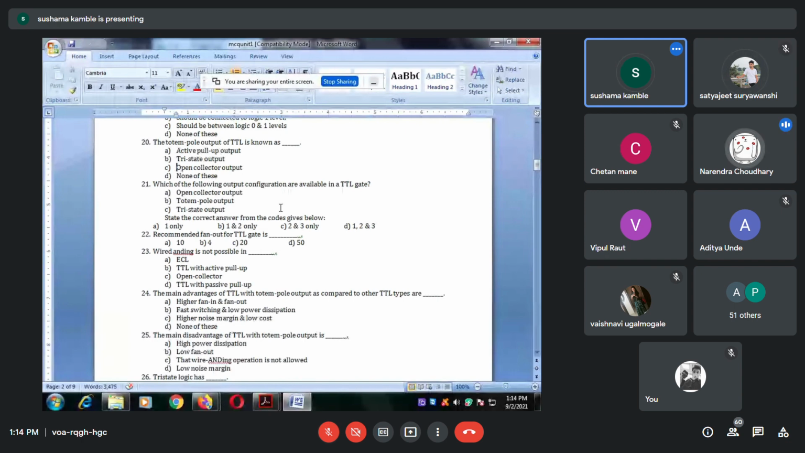हमने discuss किया B, option 1 and 2. Only 1 and 2. And what about 3? There is no tri-state output. 1, 2, 3. That is option D. There is a tri-state output also. We have studied it. Tri-state पढ़ाया ना मैंने?